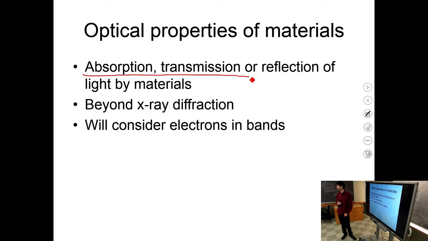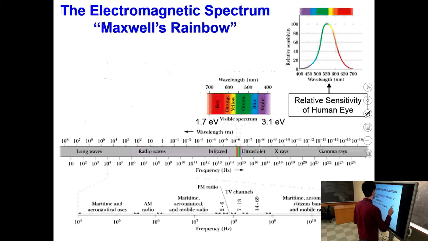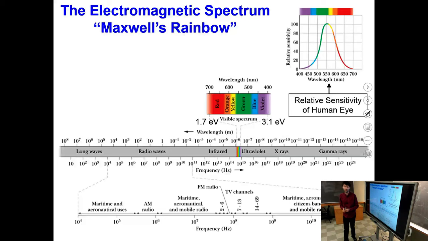But an important point is that we're not going to look at diffraction like we did with X-rays. We are going to consider what happens if electrons absorb a photon, for example, and go to a higher energy level inside the material. These kinds of processes is what we're going to look at. So not plane waves being distorted by the crystal and diffracting and scattering, but what the band structure can teach us about optical properties. And it turns out it determines a whole lot about optical properties of materials. First, a refresher for you guys on Maxwell's rainbow.